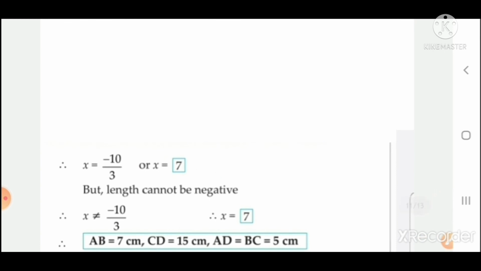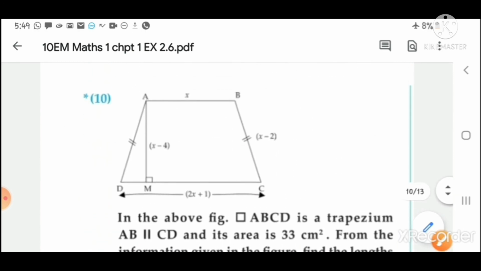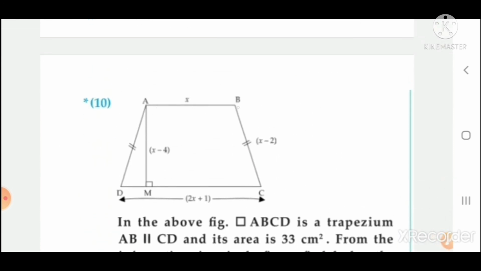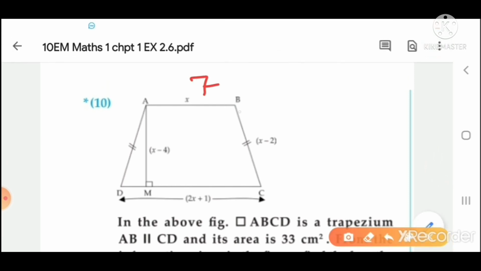When it goes to the right hand side, length cannot be negative, so this value will definitely not be possible, because it cannot be minus. So the value is going to be x is equal to 7. Once we got the value of x, then the rest of the things you will get from here. What is the value of AB? x value is 7, so you got here 7. What is the value of BC? So x minus 2, that is 7 minus 2, that is what, 5.